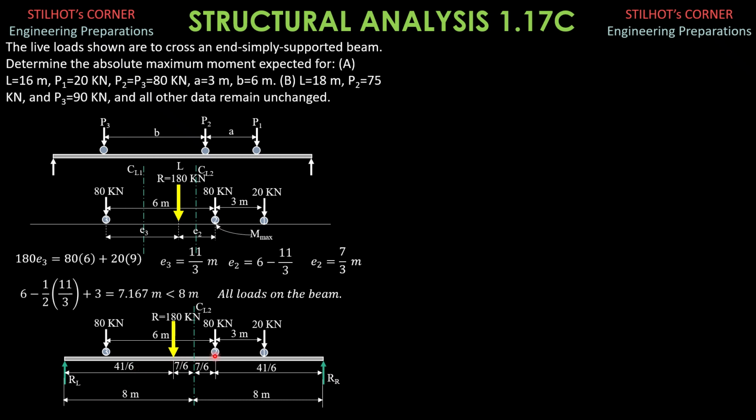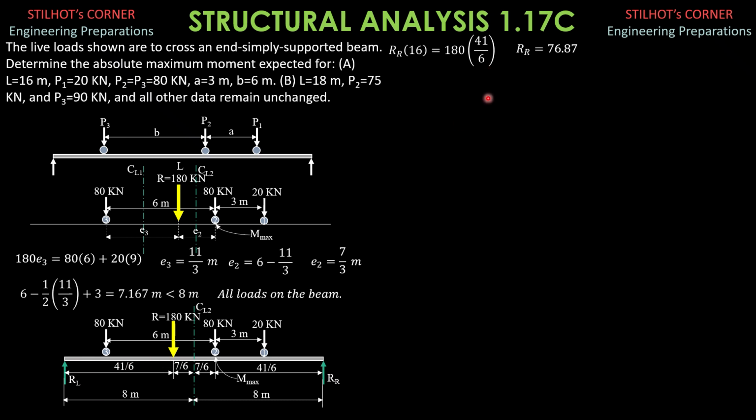So since absolute maximum moment occurs here, we need to solve for R sub R. Summation of moments about the left equals 0. R sub R times 16 equals 180 times 41 over 6. So again, R sub R times 16 equals the moment of the resultant about the left, 180 times 41 over 6.